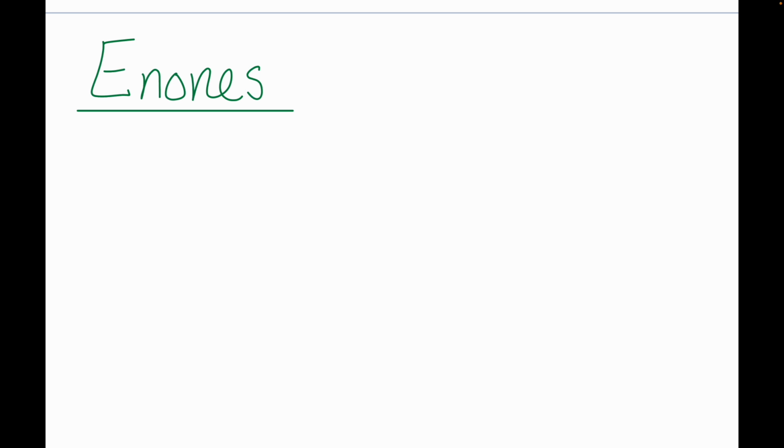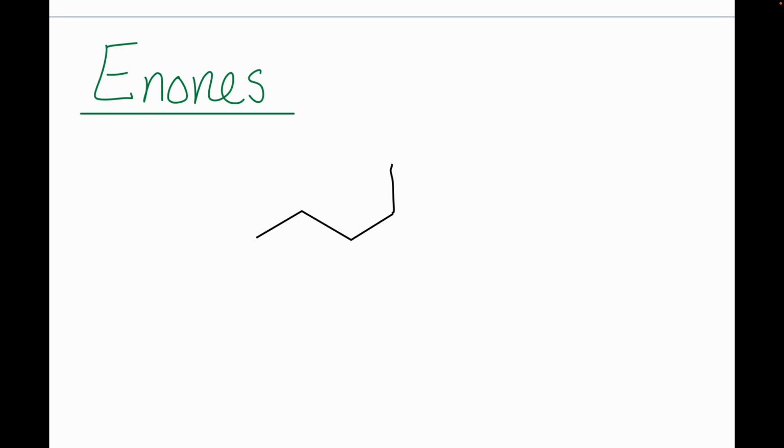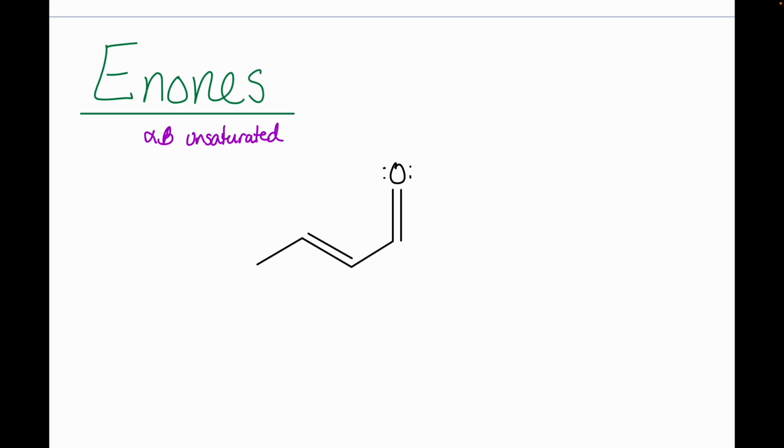So yes, enones is going to be our topic of discussion today. An enone is a ketone with a double bond in there, and specifically that double bond is going to be conjugated to that carbonyl group. This is an example of an enone, or more formally called an alpha beta unsaturated ketone. Or aldehyde, I guess, in this case.